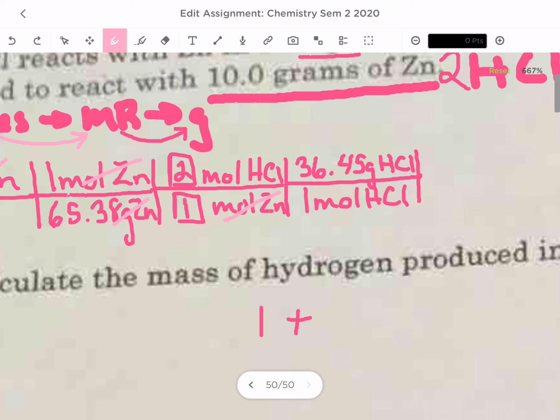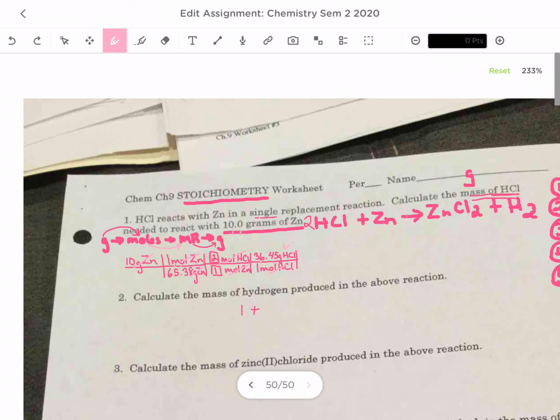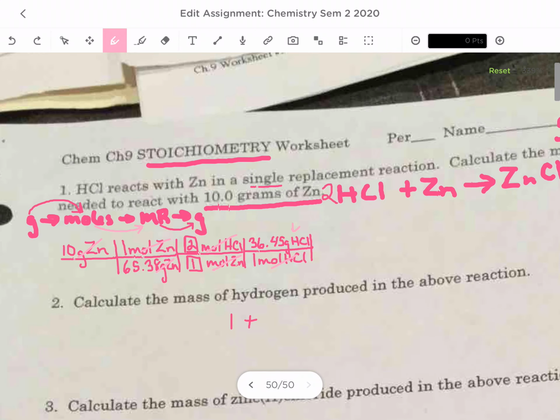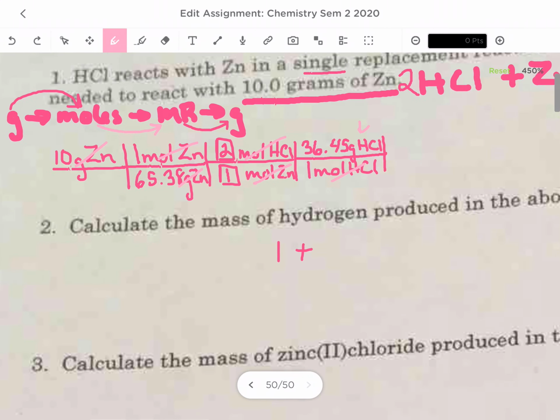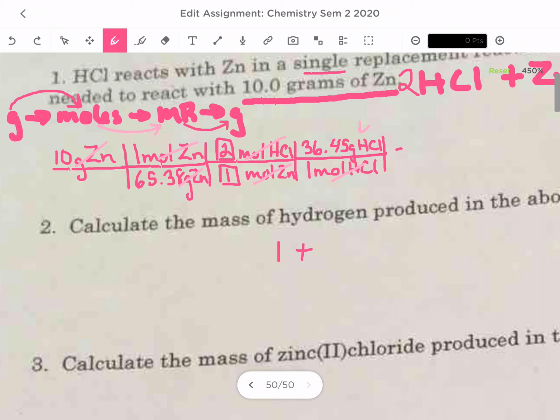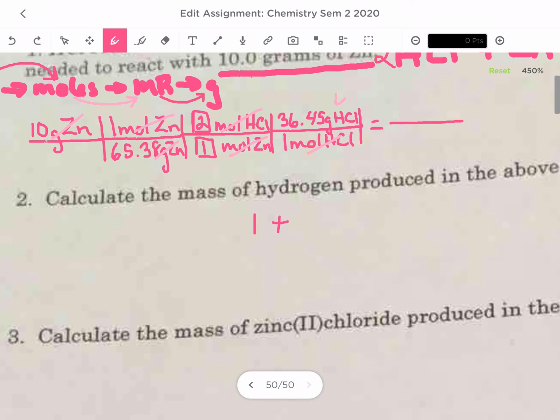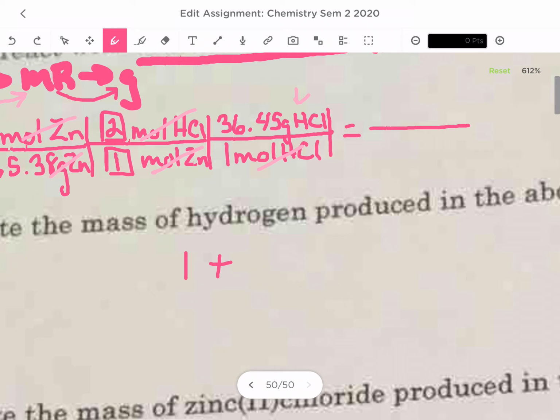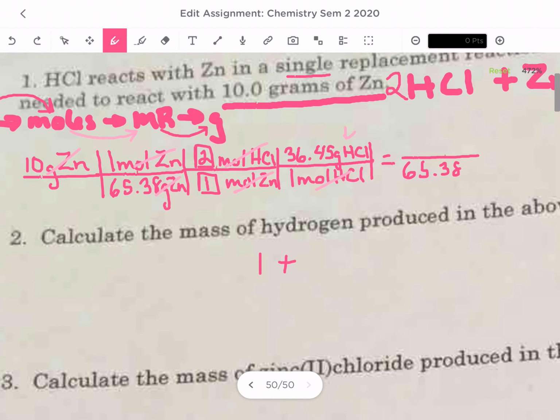Units cancel out now. Moles of HCl cancel. And look at that. We are in grams of HCl. So that's what the problem asked us for. It says calculate the mass of HCl. So now we just have to plug it in our calculator. So listen, multiply everything on top divided by everything on the bottom. So I just kind of looked ahead. 65 times 1 on the bottom is obviously 65.38. Now let's see what our top is.